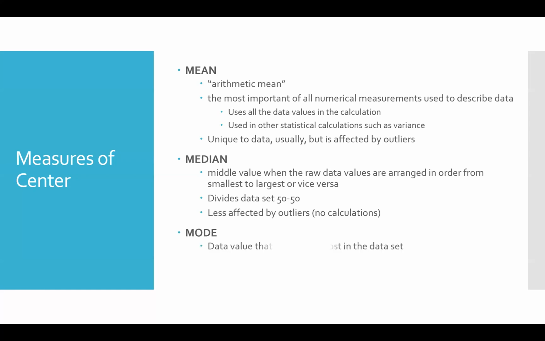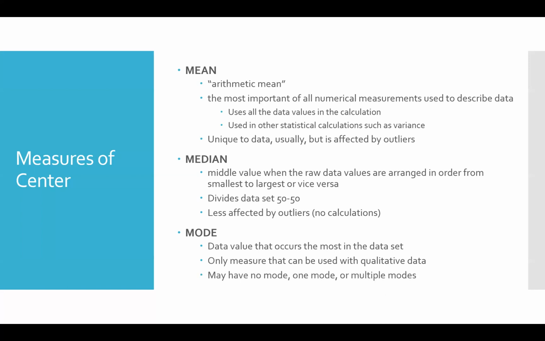Then you have the mode. The mode is the data value that occurs the most within the data set. The mode is also the only measure that is used with qualitative data. All these other measures that we're talking about apply to quantitative data. The mode can also be applied to qualitative, and it is the only one. But it's the one that occurs the most. Again, it's not necessarily unique because in some cases you could have a tie.